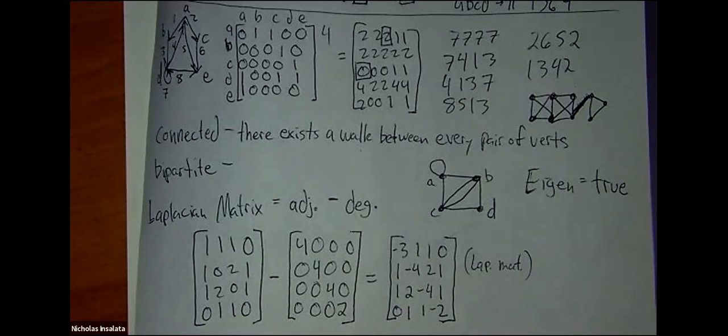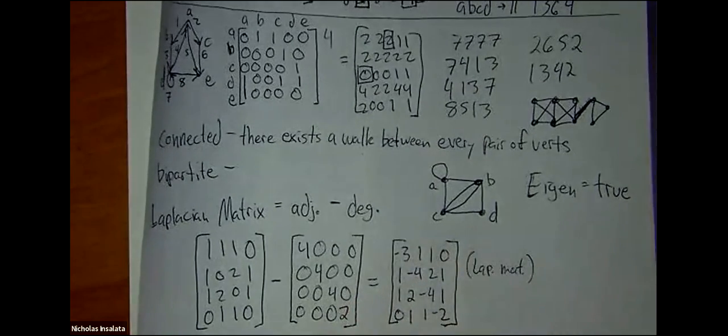And that's why this is called spectral graph theory, because you're looking at eigenvalues and eigenvectors of a matrix representation of a graph. Sound good? Other questions?